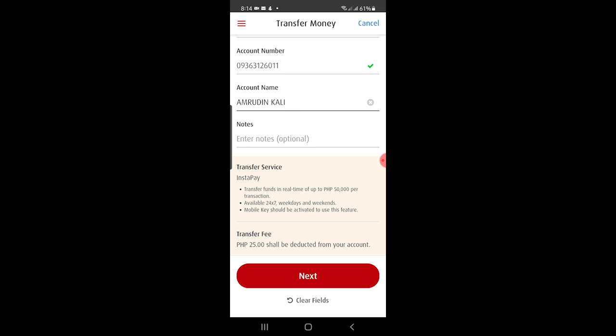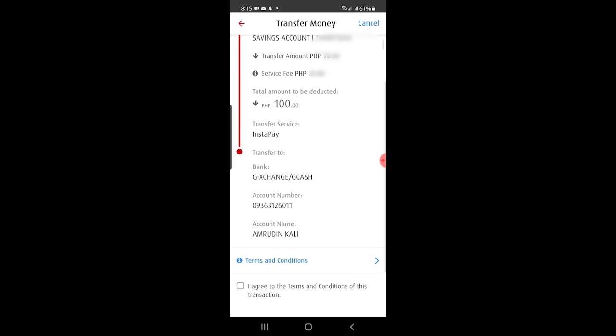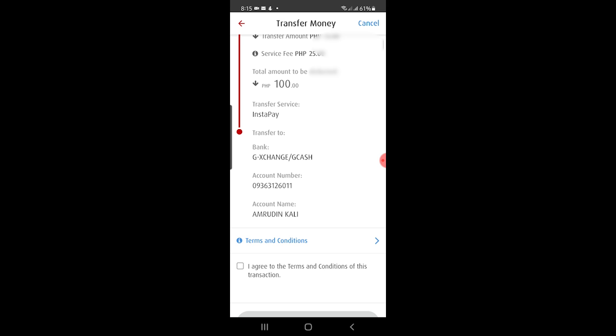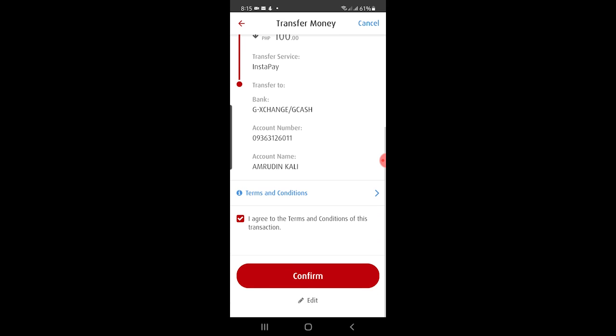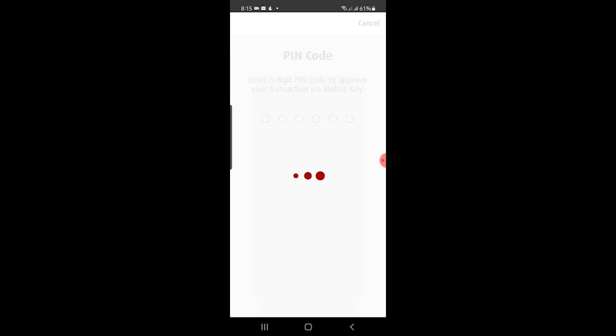Okay, so dito sa baba is meron transfer fee, 25 pesos shall be deducted from your account. Okay, so kada magsisend tayo ng pera, mababawasan tayo ng 25 pesos for transfer fee. Okay, so next. Ayan. So check lang natin ito guys. Check natin yan. Then confirm. Okay, so fingerprint natin.